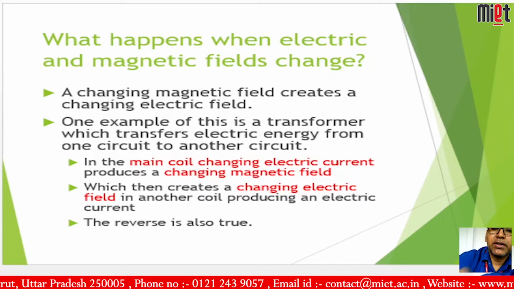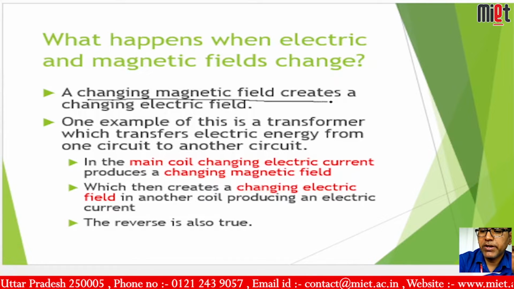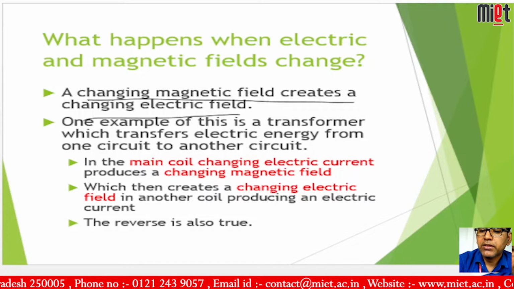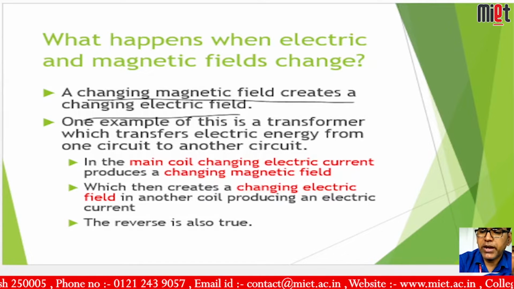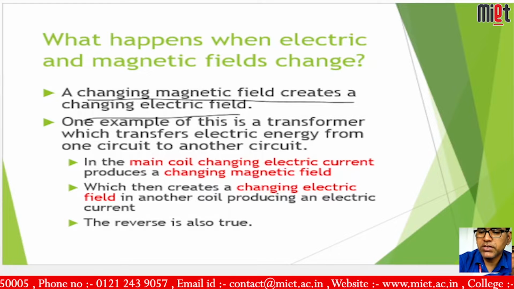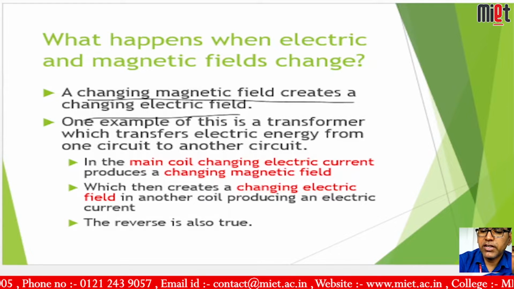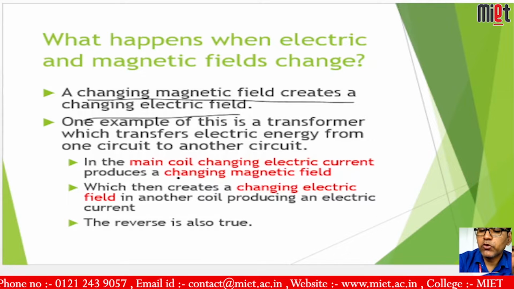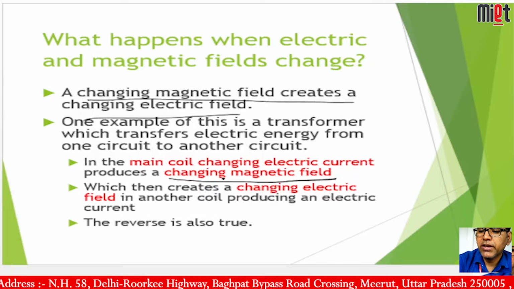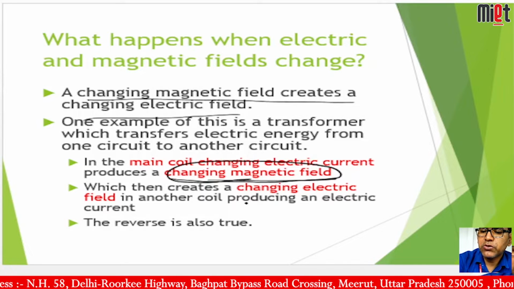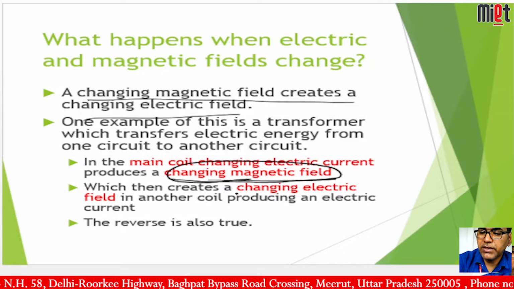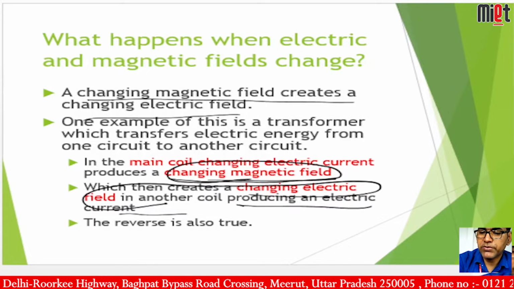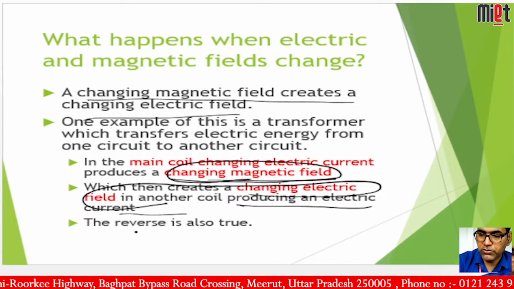A changing magnetic field creates a changing electric field, and a changing electric field gives rise to a changing magnetic field. This particular phenomenon is used in several technologies. One of them is the electrical transformer. The main coil of the electrical transformer gets changing electrical current and produces a changing magnetic field. This changing magnetic field gives rise to a changing electric field, and that changing electric field will give rise to electrical current in the secondary coil of the transformer, and the reverse of this operation also takes place.